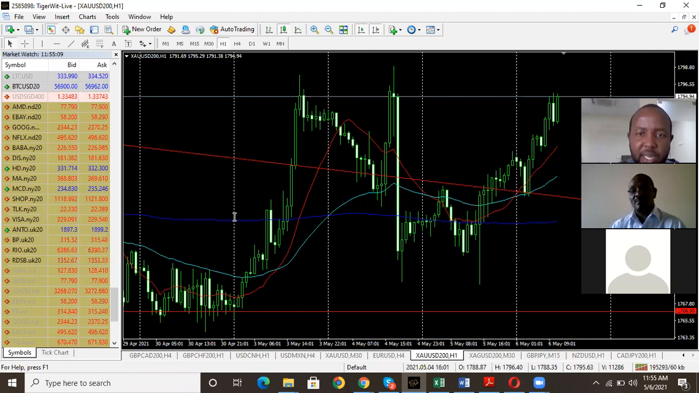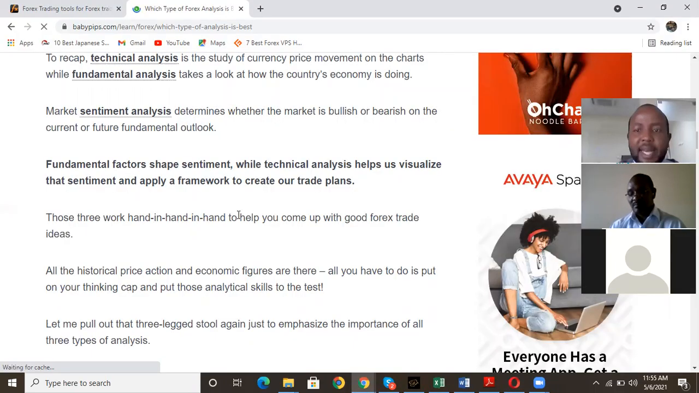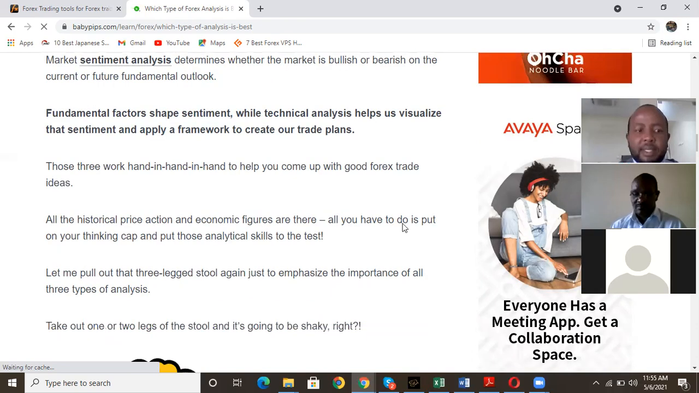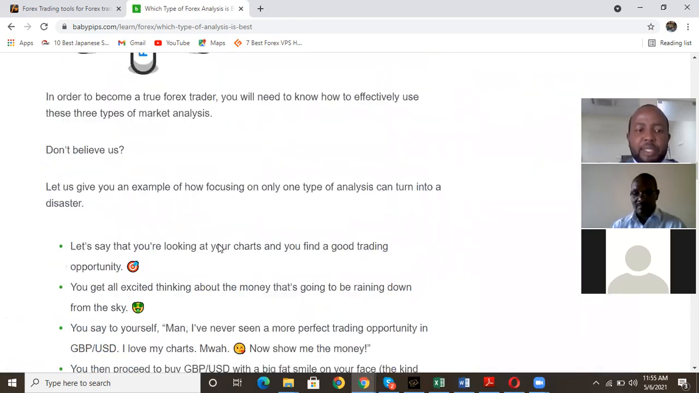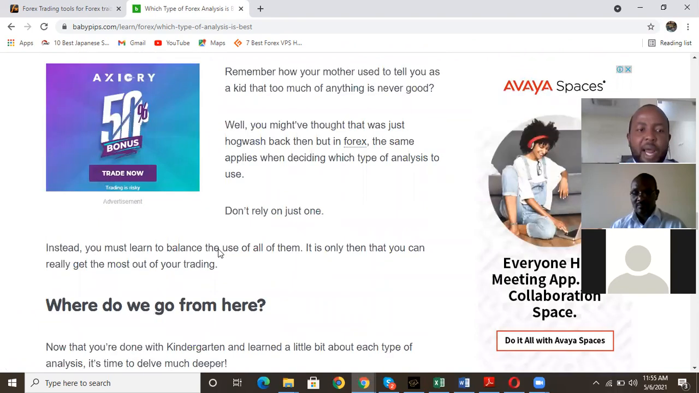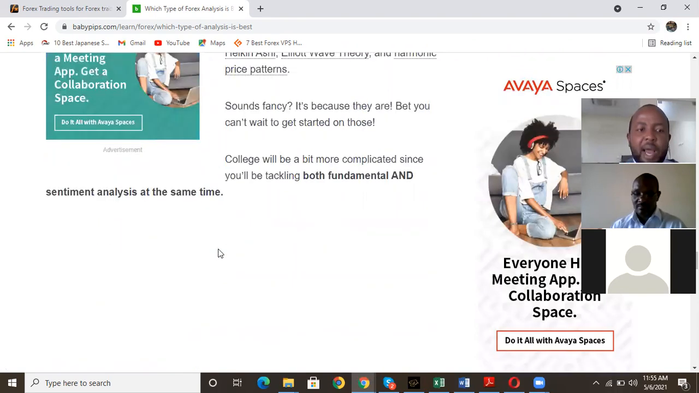So those three, they work hand in hand. For me, I'll be guiding you on how you apply the three analyses. All the historical price action and economic figures are there. All you have to do is put on your thinking cap and put those analytical skills to the test. So what happens is you have to use the three of them. So where do we go from here? We have to apply all the three of them.